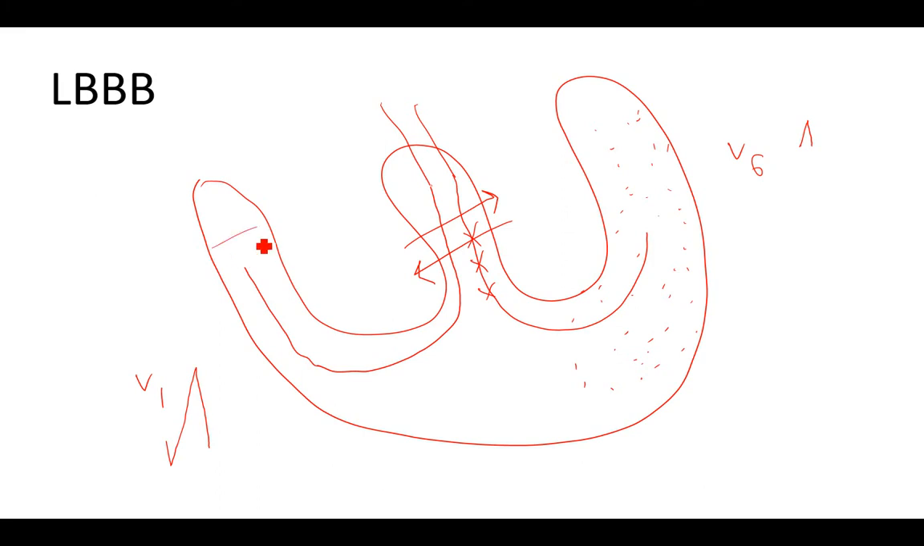So initially, as the right ventricle will be depolarized, there will be positive deflection in lead V1 and negative deflection in lead V6. Finally, through the myocardium, left ventricle will be depolarized and it will give positive deflection in lead V6 and negative deflection in lead V1. So here what is happening? W pattern in lead V1 and M pattern in lead V6, correct?